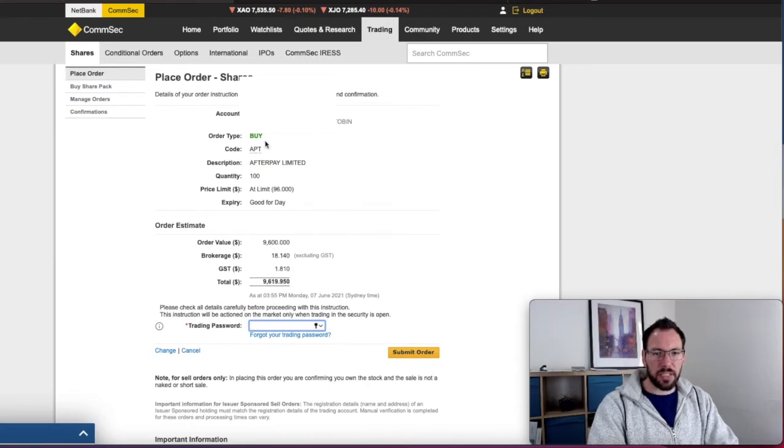This is where it's going to summarize my order. This is where I would double check that I'm buying Afterpay. This screen here is to help you with fat fingers and essentially stop you buying the wrong stock or the wrong amount or at the wrong price. So this is just a filter for you to check that what you want to do and what you're actually going to do is the same thing.